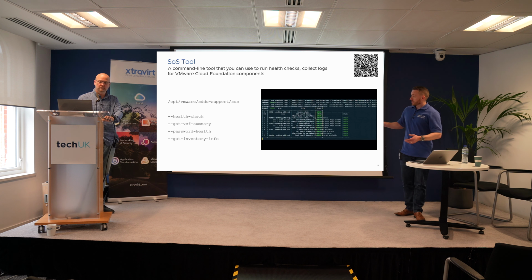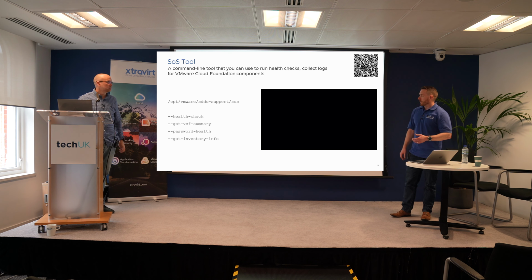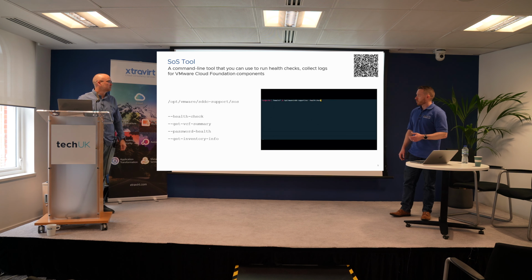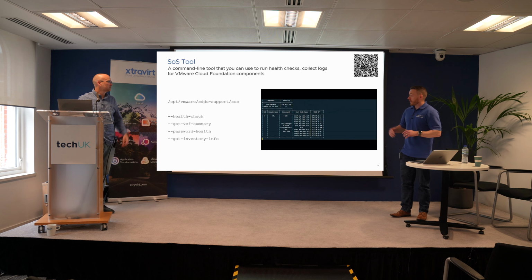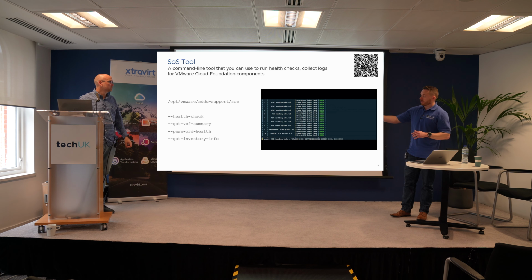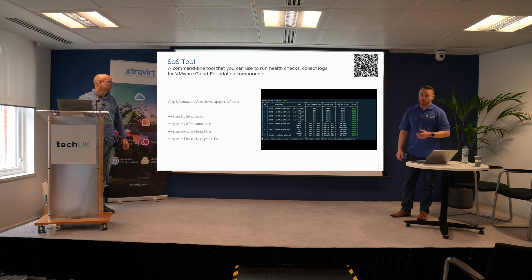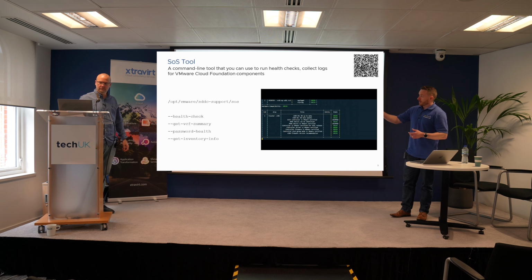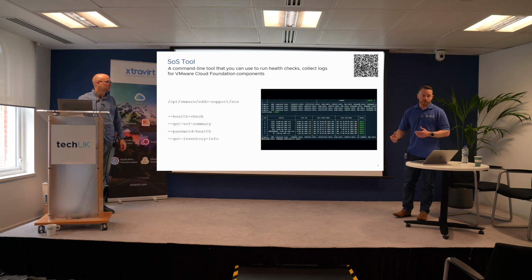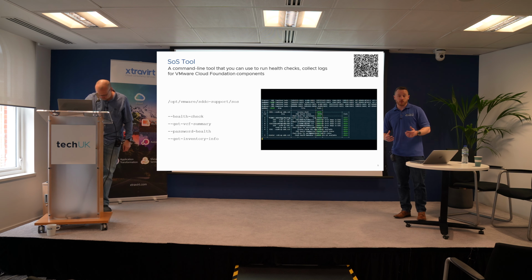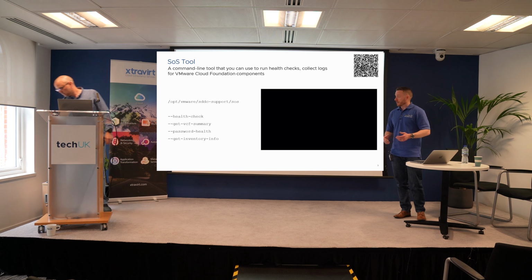As you can probably see in the background, there's a GIF showing roughly what happens when you run a cut down version, which is just a health check. It goes through and checks various different things within the environment, and you can see on the left there are various parameters and flags you can add to the command, which is a top line that ends in SOS, to limit and change the export that you get out of the command.